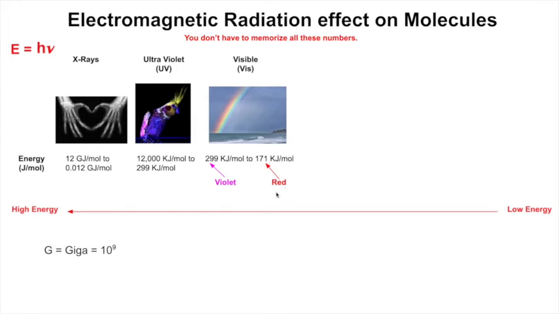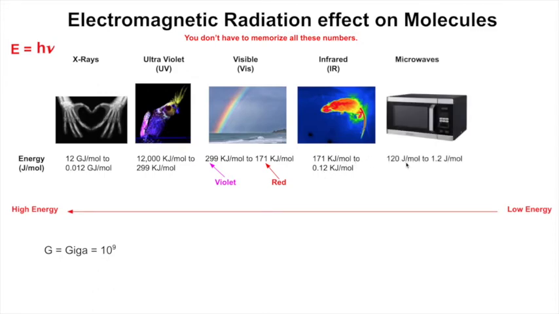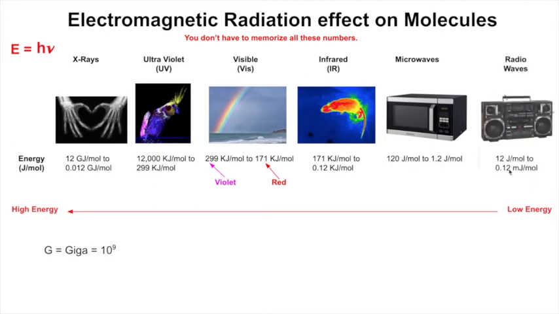And you'll notice that most laser pointers are red because they're lower energy, a little safer. If you get a blue laser pointer, you've got to be careful. You don't want to burn yourself. Have it at low intensity. And then infrared light is from 171 kilojoules per mole to 0.12 kilojoules per mole. Microwaves are lower again, 120 joules per mole to 1.2 joules per mole. And then radio waves are the lowest energy, 12 joules per mole to 0.2 millijoules per mole.